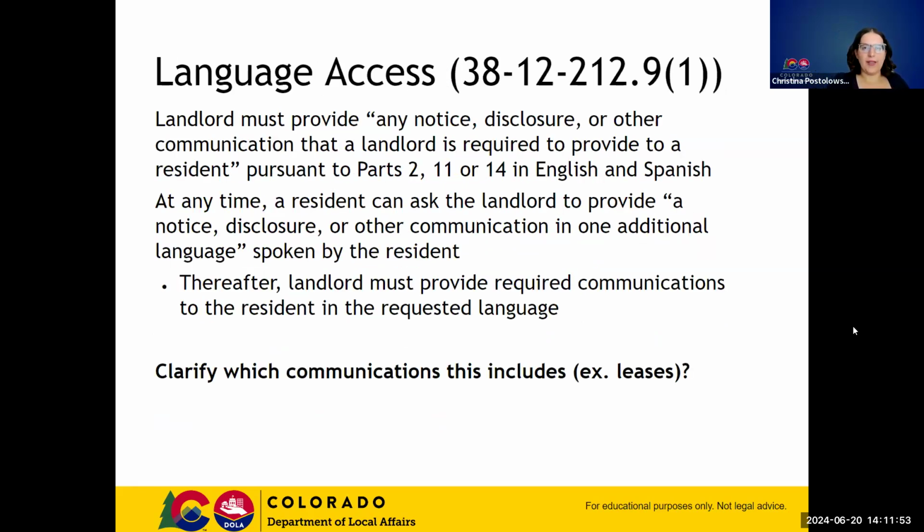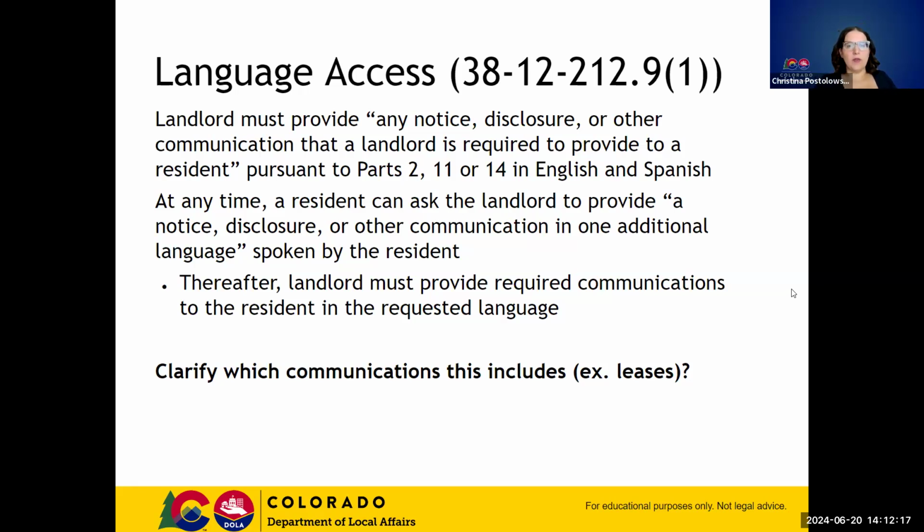Landlords must provide any notice, disclosure, or other communication that a landlord is required to provide to a resident in English and Spanish. This will include rental agreements, and it will include park rules and regulations. This is effective June 30th.